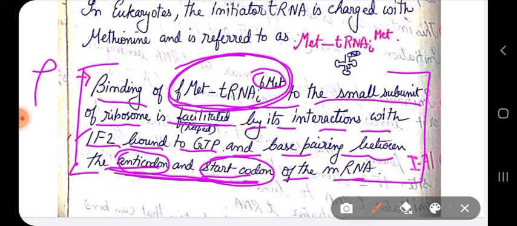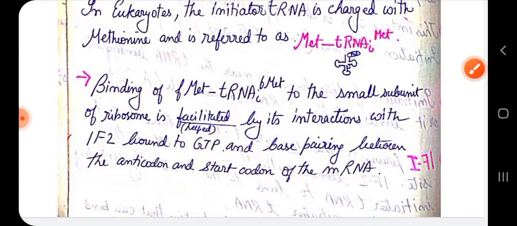So because of these two reasons, the initiator tRNA binds to the P site of the ribosome, because at the P site there is the start codon, and by anticodon-codon pairing they bind. And on the other hand, IF2 with its GTP activity helps that initiator tRNA bind to the P site of the ribosome.